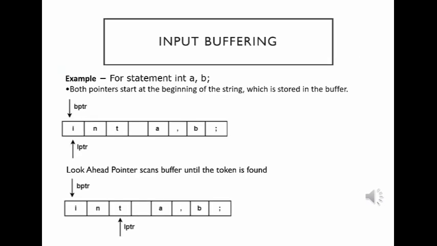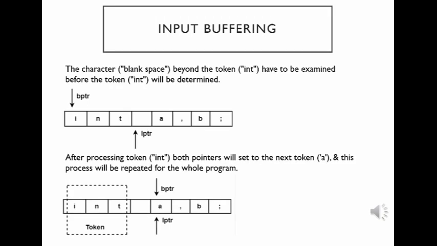For example, for a statement int a, b, initially both pointers start at the beginning of the string, which is stored in the buffer. The look ahead pointer then scans the buffer until the token is found. The character blank space behind the token int has to be examined before the token int can be determined. After processing the token int, both pointers will be set to the next token a, and this process will be repeated for the whole program.